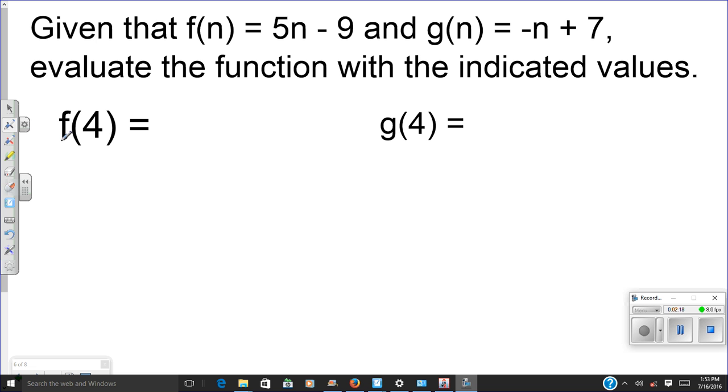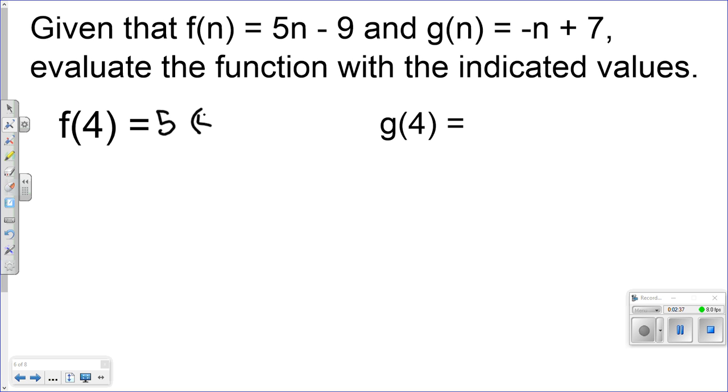We have f of 4 as our given input. That means that n, we're being told, is 4. Anywhere you see that n in this equation or this function, we have to substitute 4. So let's go ahead and do that substitution. We get 5 times 4 minus 9. Okay, we've done the substitution. So we're being told if 4 goes into the machine, or into the function, find the output.